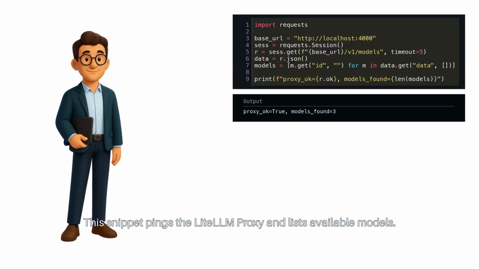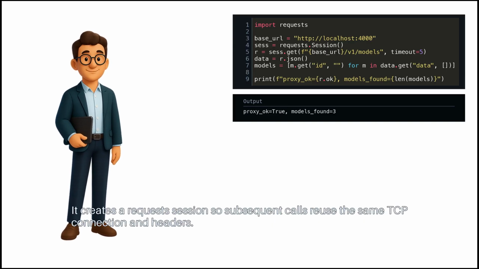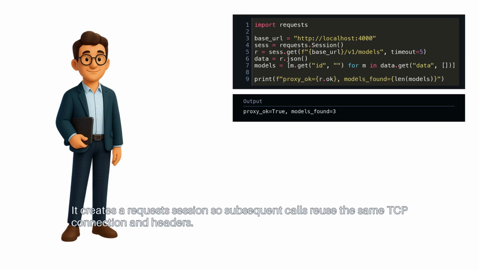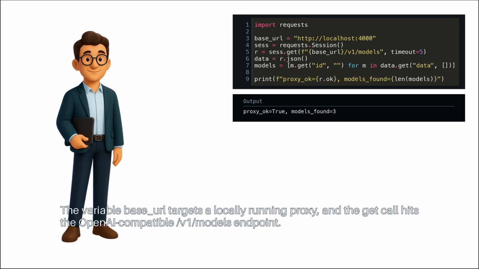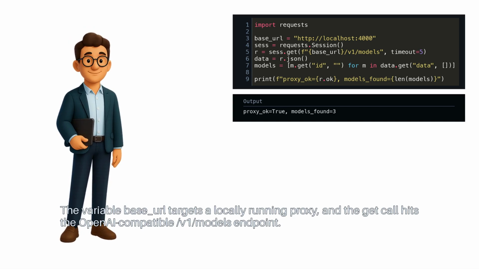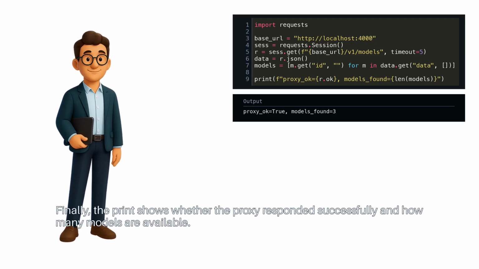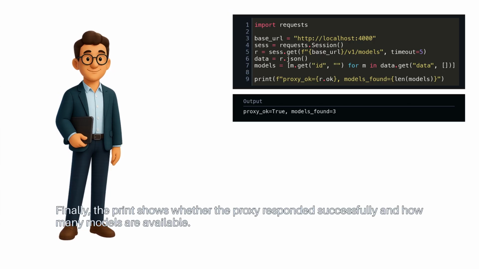This snippet pings the LiteLLM Proxy and lists available models. It creates a request session, so subsequent calls reuse the same TCP connection and headers. The variable base URL targets a locally running proxy, and the GET call hits the OpenAI-compatible v1 models endpoint. The response r is parsed as JSON into data, and the list comprehension extracts each model ID into models. Finally, the print shows whether the proxy responded successfully and how many models are available.